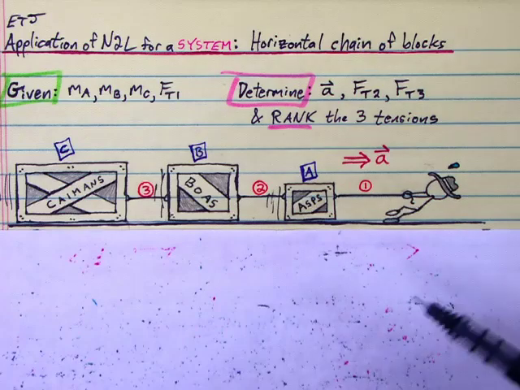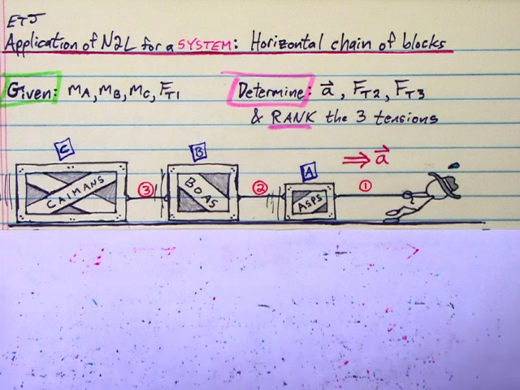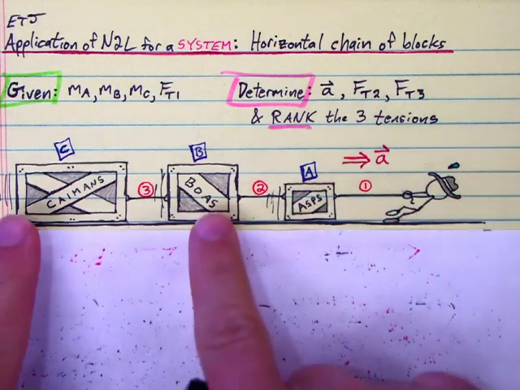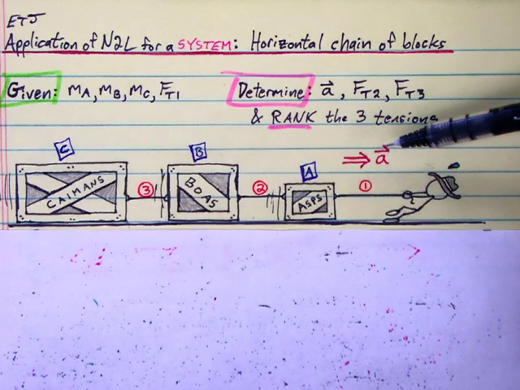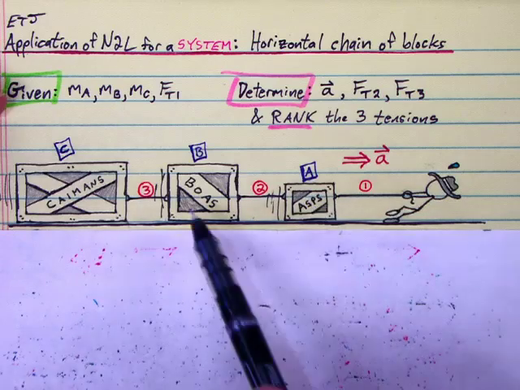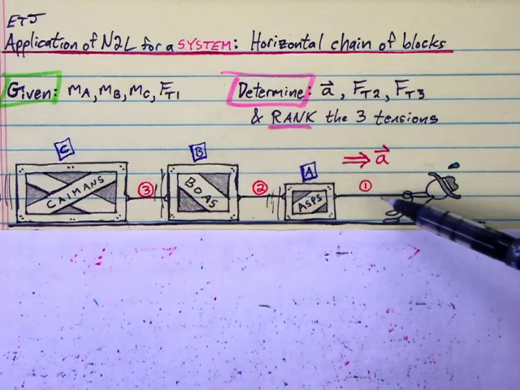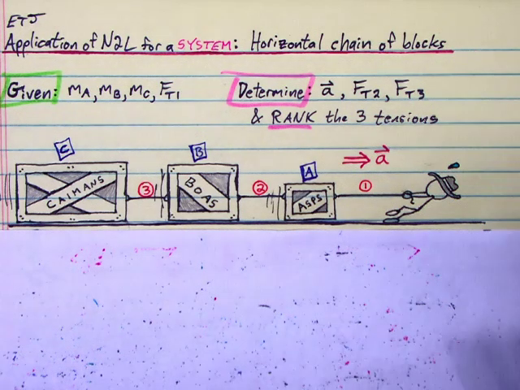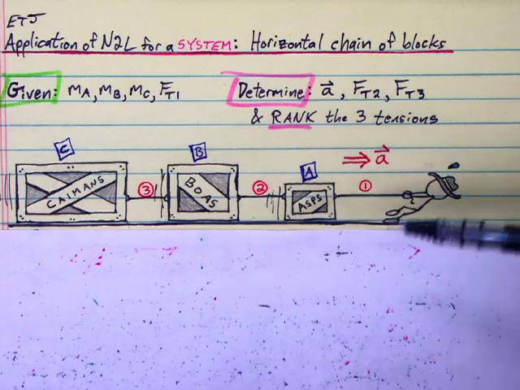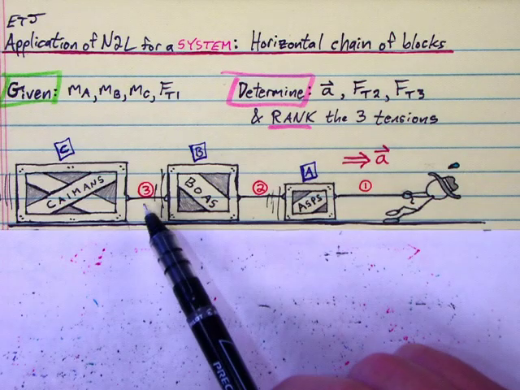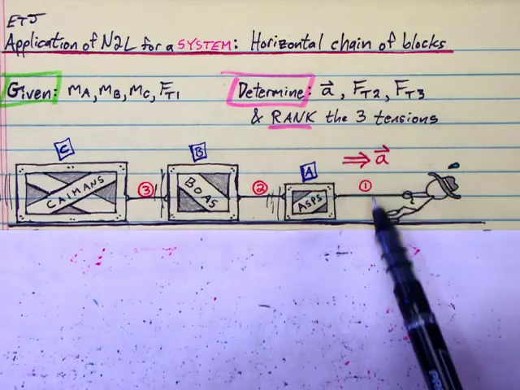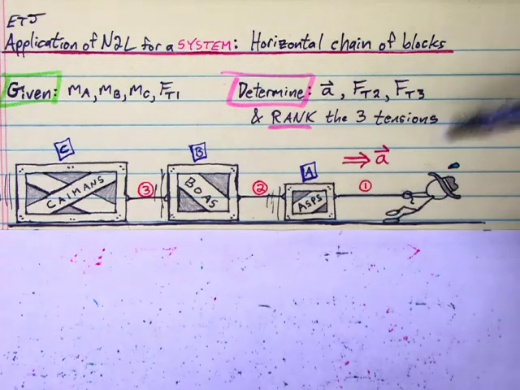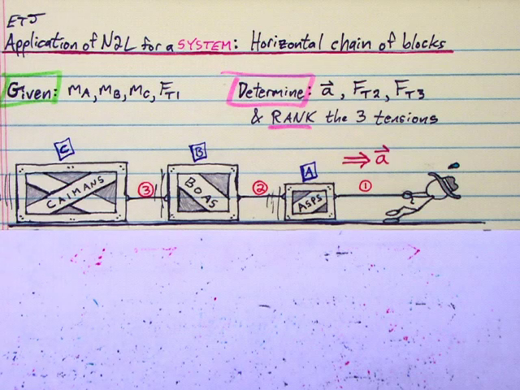So suppose he's pulling in such a way that they all accelerate to the right, and since they're moving as one, they'll all have the same acceleration. Given the masses of the three crates, and given the tension in this first rope here, rope 1, we would like to use the concepts of systems to determine the acceleration and also tension in rope 2 and tension in rope 3. And furthermore, we'd like to rank the three tensions in ropes 1, 2, and 3. Since a rope will break if it's subject to too much tension, ranking the tensions is one way of determining which of the three ropes is most likely to break first.